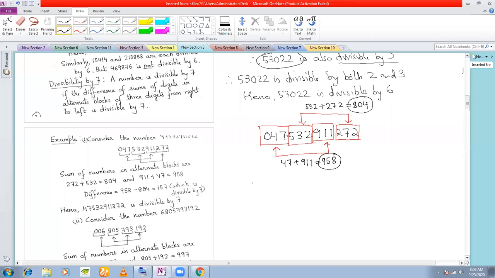Once you add up the alternate blocks, now you take the difference of this and this, the higher number minus the lower number. So the difference here is 958, the greater number, minus 804, which will give you 157. Now 157 is divisible by 7.